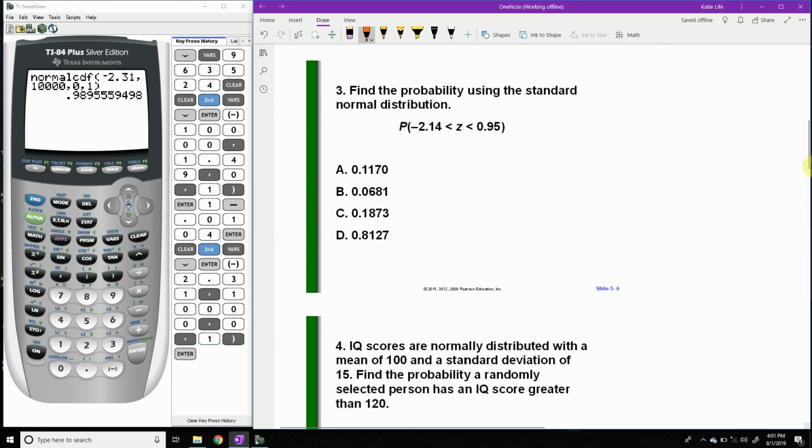Number 3, find the probability using the standard normal distribution. Here we're finding area that is trapped between z-scores. So if I were to physically draw this picture, here's my standard normal curve with a mean of 0, standard deviation of 1. I want to find the area trapped between a negative 2.14 and a positive 0.95. Okay, area trapped between here. Okay, so I'm finding this area right here.